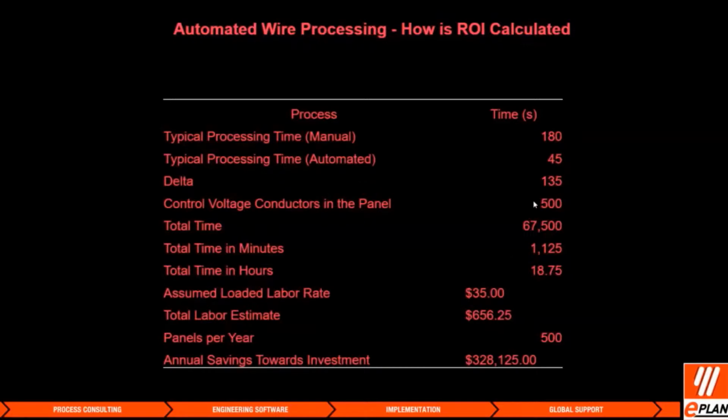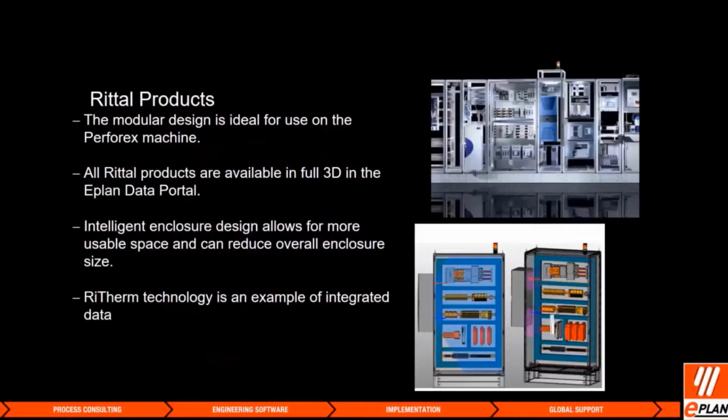If that panel had 500 wires, that means we've got over 67,000 seconds, coming down to almost 19 hours of reduction of time for that panel on the floor. If we multiply that by a $35 loaded labor rate on the floor, that means $656 per panel. And if a shop is doing, for instance, 500 panels a year, that's coming out to $328,000 that they can put towards not only the investment of the equipment, but also the software to get here in the first place. That's just a very quick, brief overview, and I realize I'm starting to run out of time.